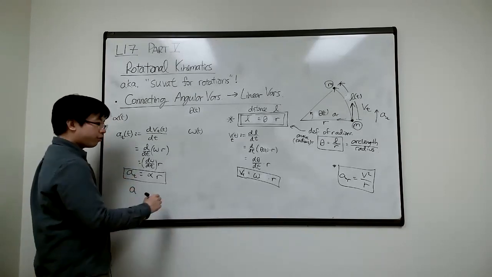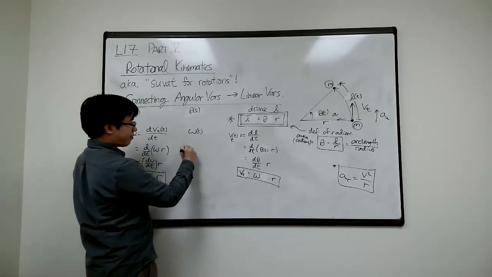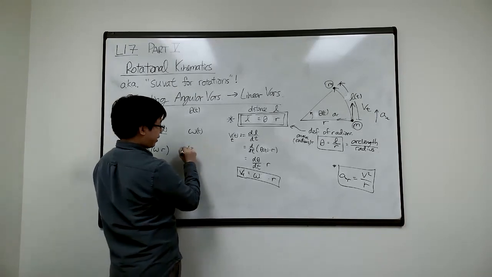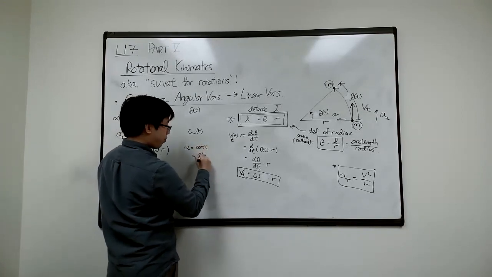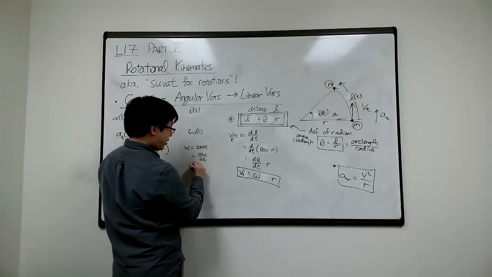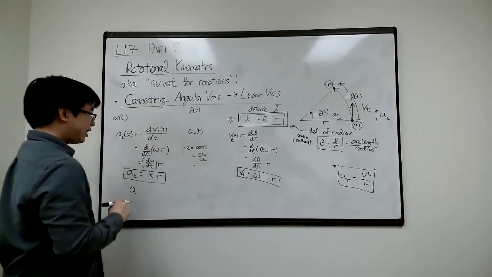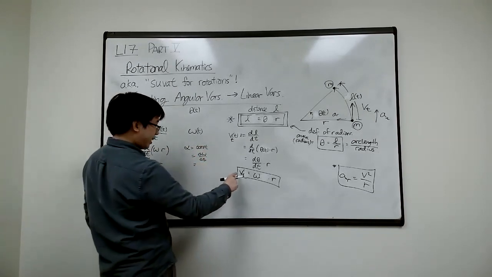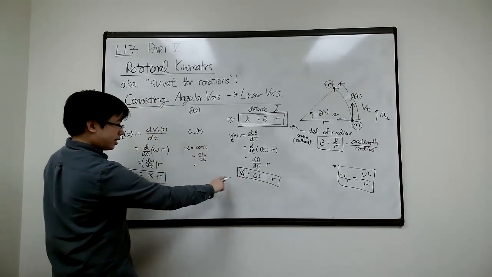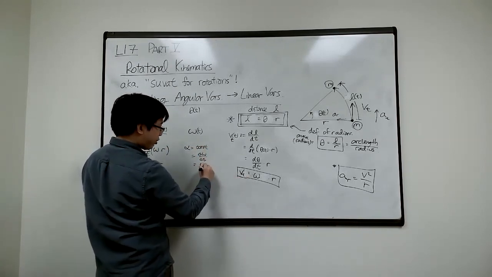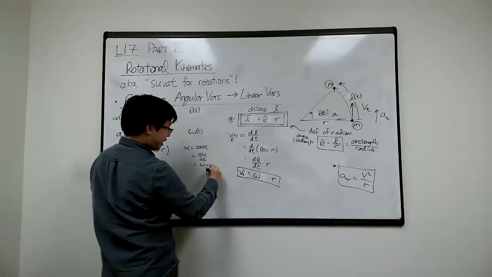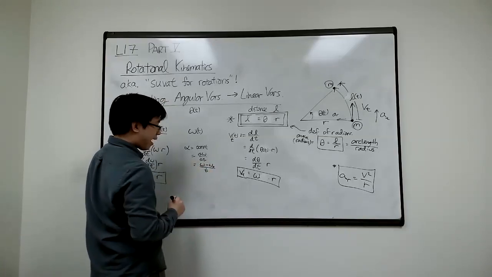For example, if alpha is constant, then it's the change in omega over time, right? And that means it's also the final minus initial over a certain time.